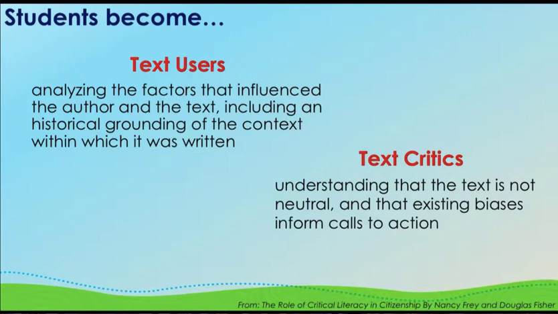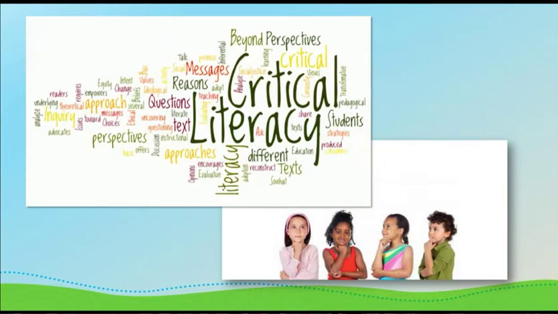And that is really having that deep understanding that text is not neutral, and that existing biases can inform calls to action, because we're wanting them to be active, thinking, participating citizens. So the skills that we're looking at for our students to become critically literate are the skills that we're teaching across the curriculum. Good questioning skills, those analysis skills, the thinking skills, developing even empathy and sympathy, and using evidence to form and support both opinions and action.